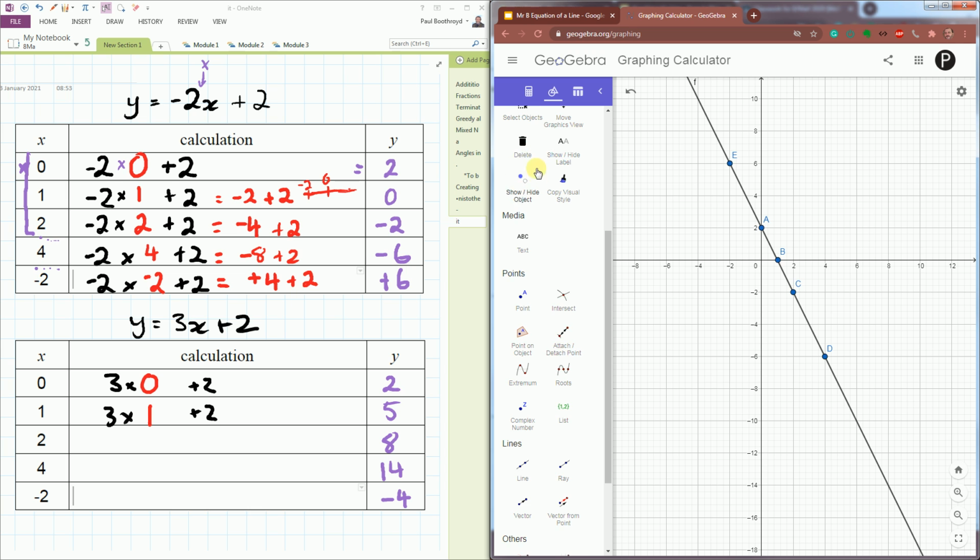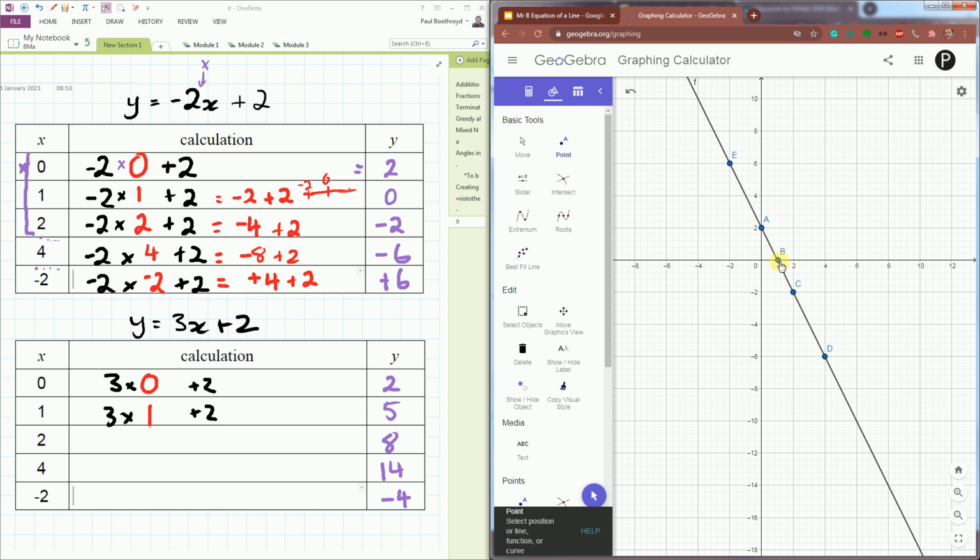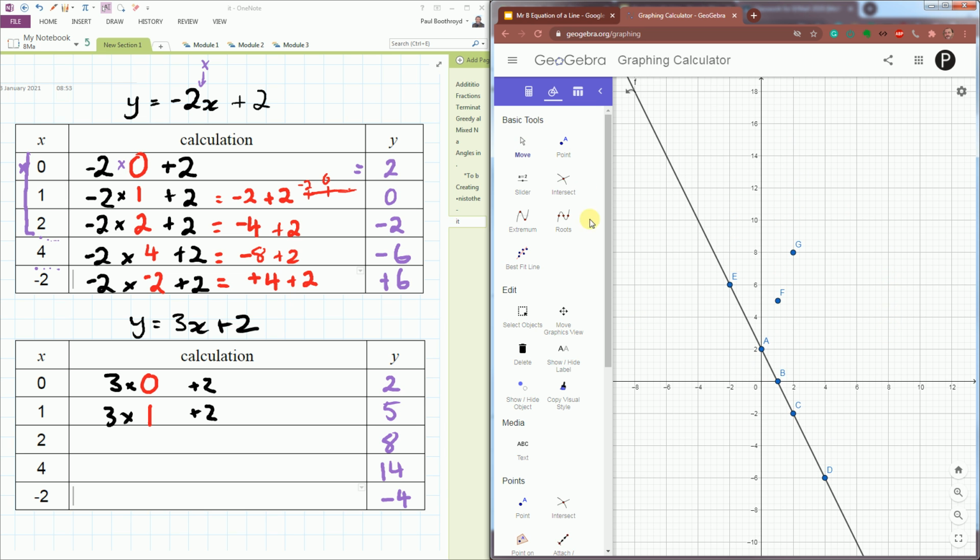Sorry, I'm trying to draw the line at the same time now. So go back to a point. 1 and 5. 2 and 8. 4 and 14. I can move on GeoGebra sometimes. Where's the axis? How do I get it to move? Oh, there. So if I go to move, I'm now moving the axes around. So I can get 4 and 14. And my last point was -2 and -4.